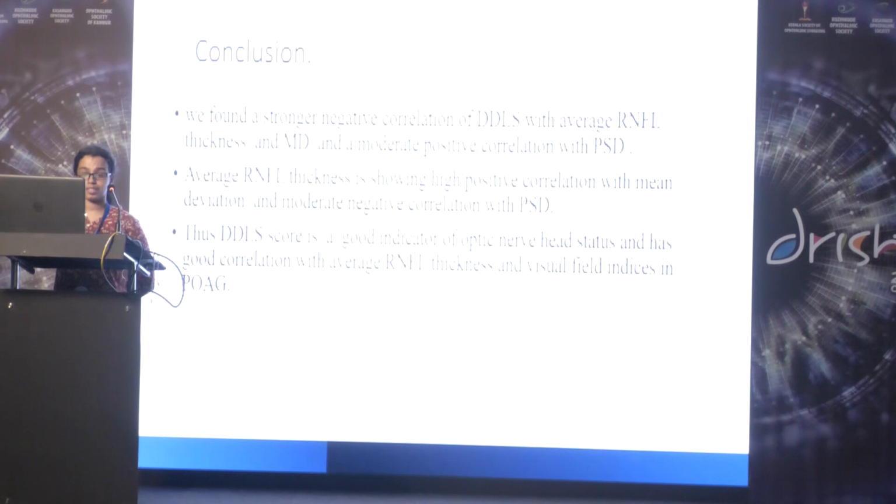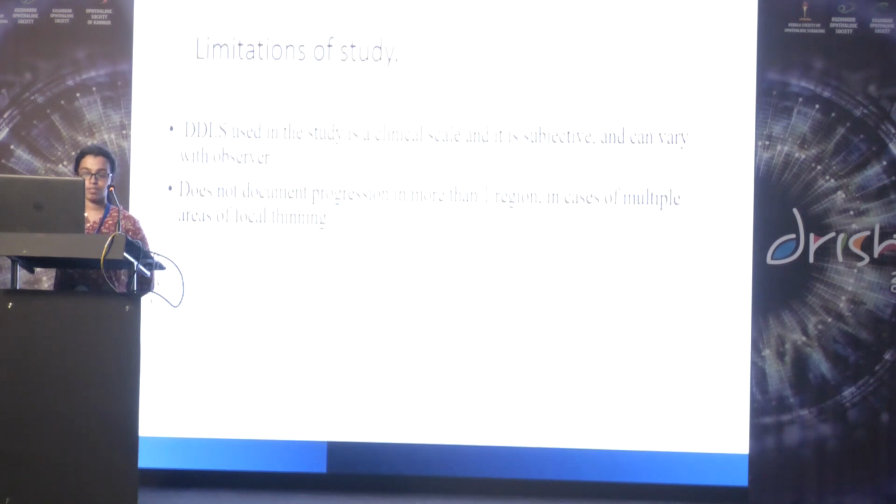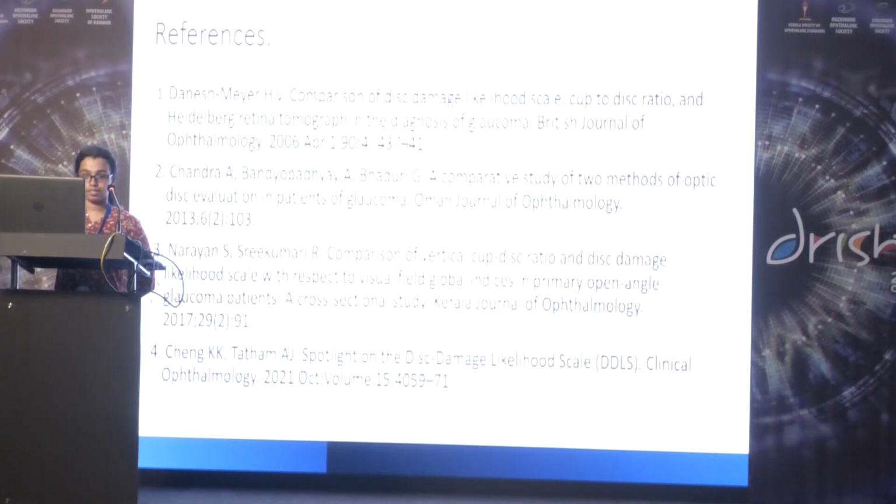Conclusion: we found a strong negative correlation of DDLS with average RNFL thickness and mean deviation and a moderate positive correlation with PSD. Average RNFL thickness is showing high positive correlation with mean deviation and a moderate negative correlation with PSD. Thus, DDLS score is a good indicator of optic nerve head status and has good correlation with average RNFL thickness and visual field index in POAG. Limitations of the study: DDLS is a clinical scale and it is subjective and can vary with observer, and it does not document progression in more than one region in cases of multiple areas of focal thinning. These are my references. Thank you.